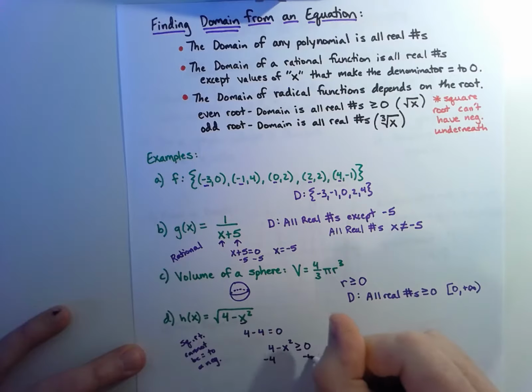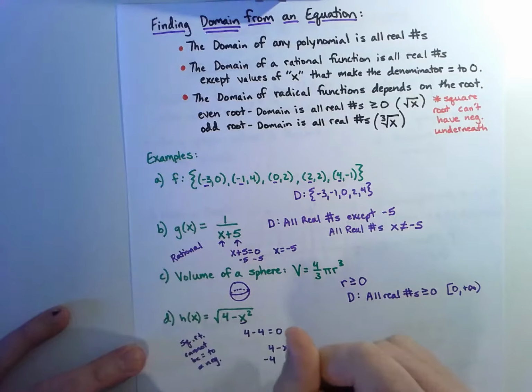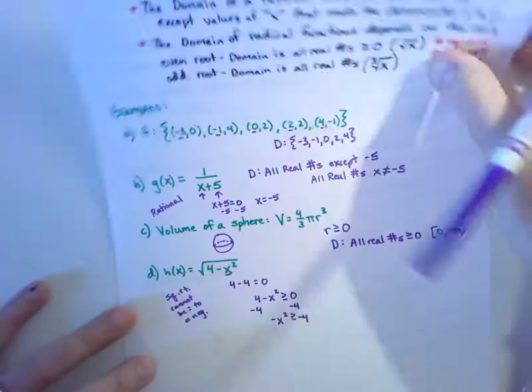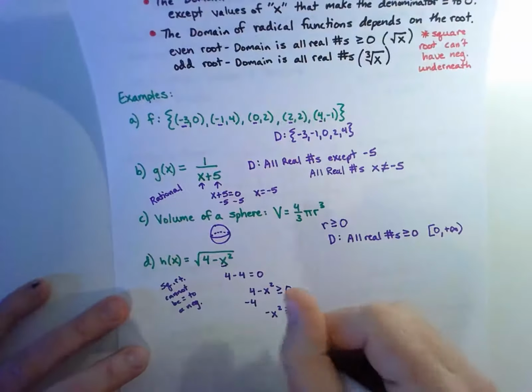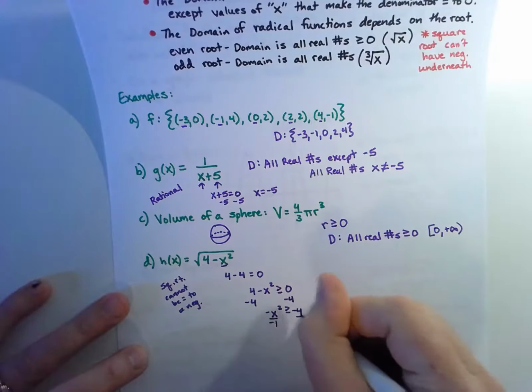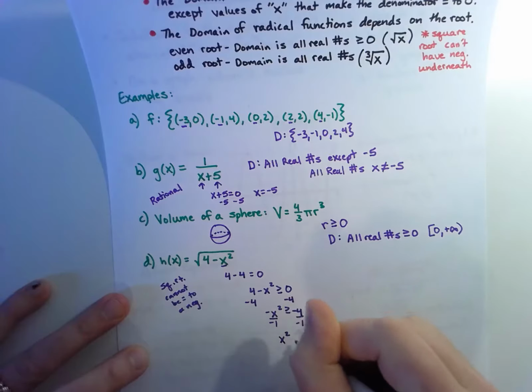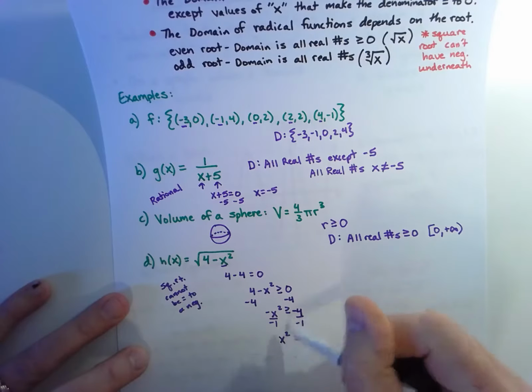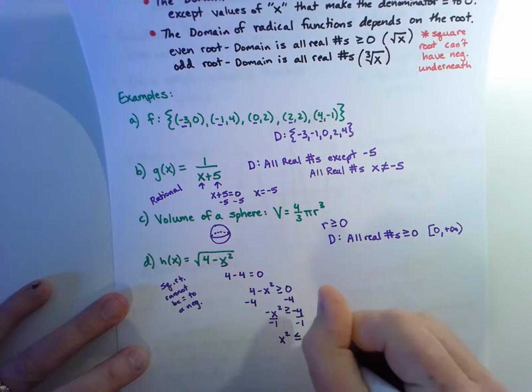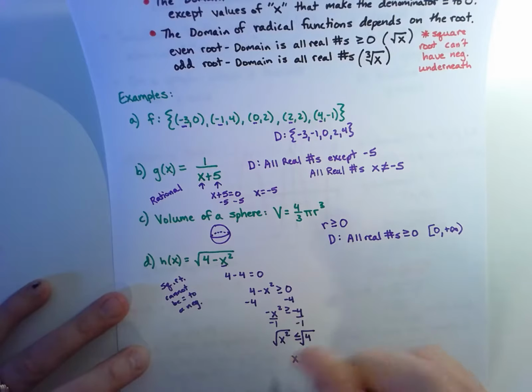Let's solve it. So we subtract 4, we get negative x squared is greater than or equal to negative 4, and then we need to get rid of the negative. So if we divide both sides by negative 1, it'll change the sign of our inequality. So x squared is now less than or equal to 4. And then we take the square root of both sides and we say x would have to be less than or equal to plus or minus 2.